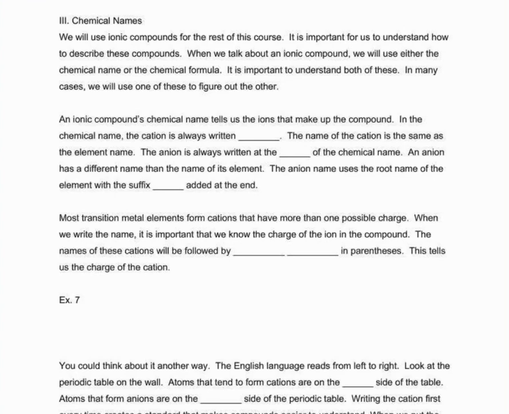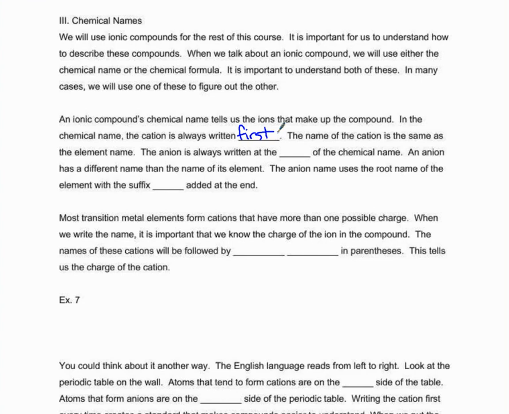The ionic compound's chemical name tells us the ions that make up the compound. So it tells us the cation and it tells us the anion. In the chemical name, the cation is always written first. The name of the cation is the same as the element name. It's not going to change, nothing really happens with it. So magnesium stays magnesium, sodium stays sodium. The name of the cation doesn't change.